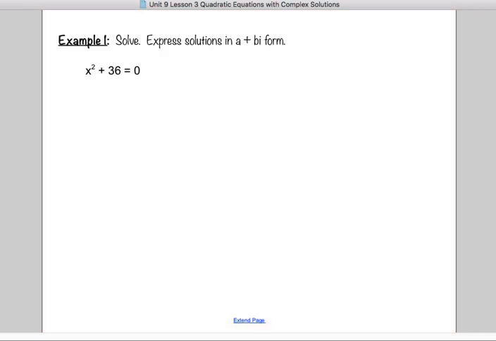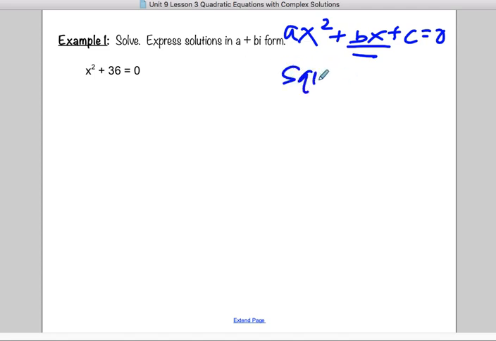So, our first example, it says to solve, and it says express in the form of a plus bi. Okay, so this one, I notice it's a quadratic, and there's two different b's going on here, but we have our quadratics that are ax squared plus bx plus c, and it's equal to 0. Whenever there's a b missing, you can solve it using the square root property.